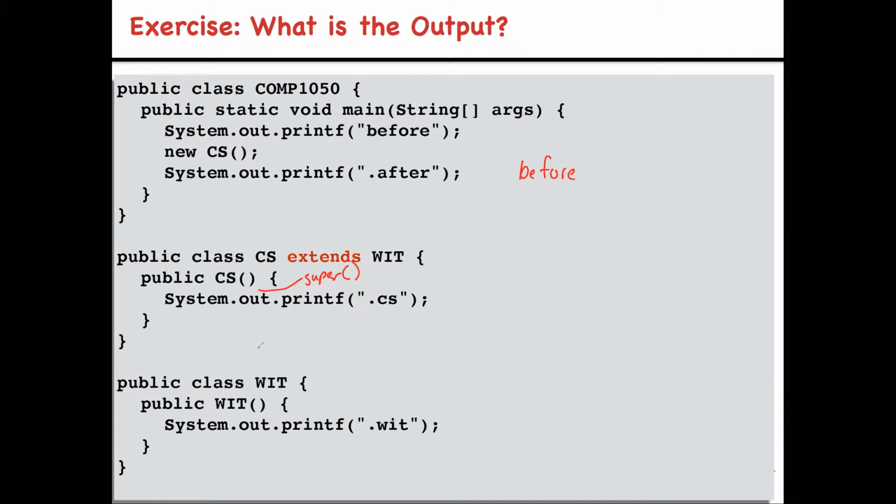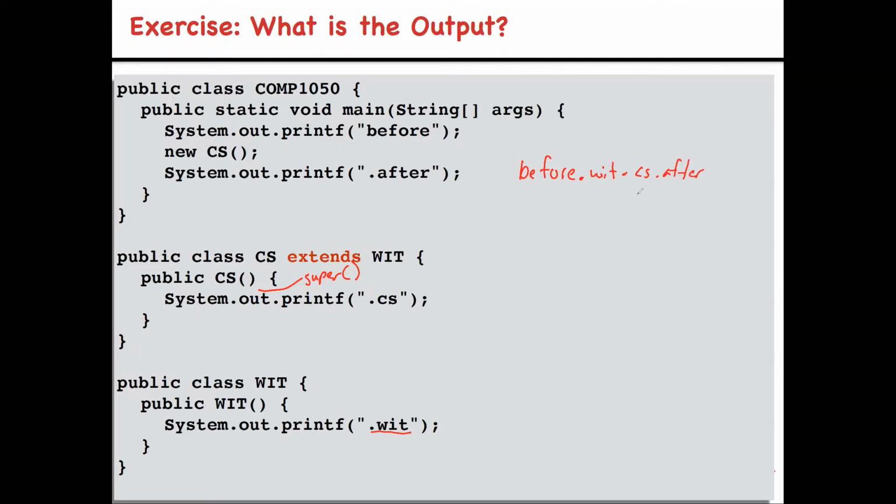So we go down to super, and we get to wit. So the first thing we print after our before is .wit. Then we finish this constructor, which means we finished super. So now we can print the .cs. And then we finished creating the object. So we come back up to main and we print .after.